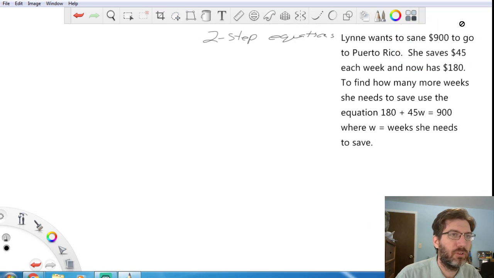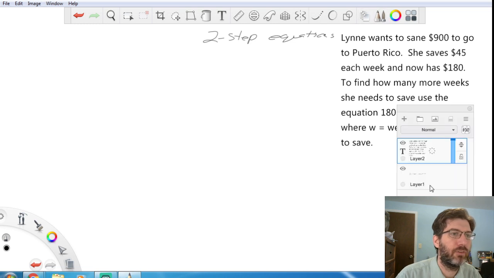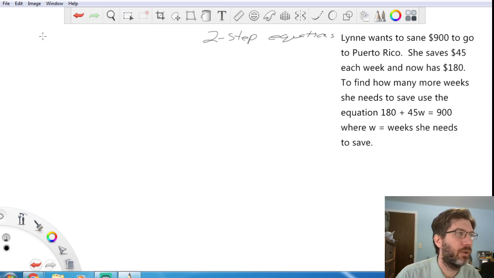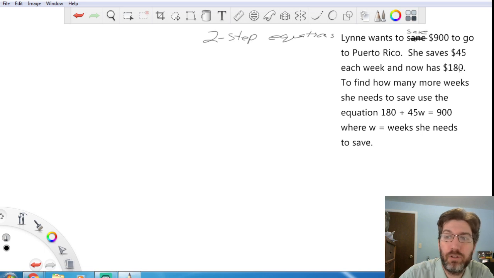So here's an example of the kind of problems you're going to see in real life where you can set it up as a word problem and go from there. So here it says Lynn wants to save $900 to go to Puerto Rico. She saves $40 each week and now has 180 saved. To find how many more weeks she needs to save, use this equation here.